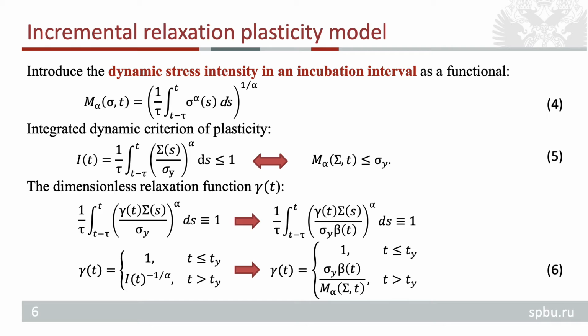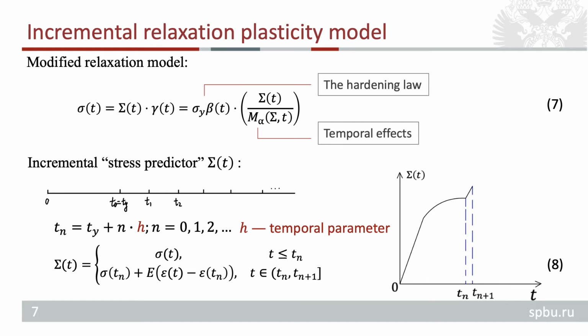First of all, we introduced a dynamic stress intensity and an incubation interval as a functional. Therefore, the integrated dynamic criterion of plasticity becomes the inequality 5. Secondly, instead of the hardening parameter beta, a hardening law beta of time has been taken into account in the relaxation function gamma of time. Then, according to the RP model, the IRP model had the form 7, consisting of two multipliers describing the hardening law and the temporal effect.